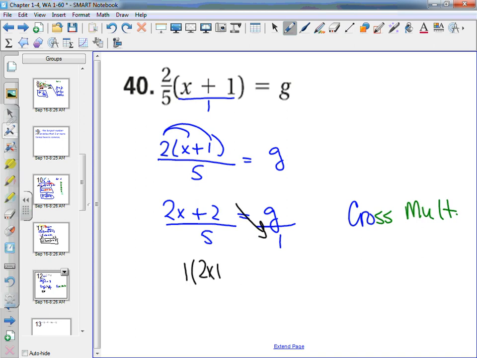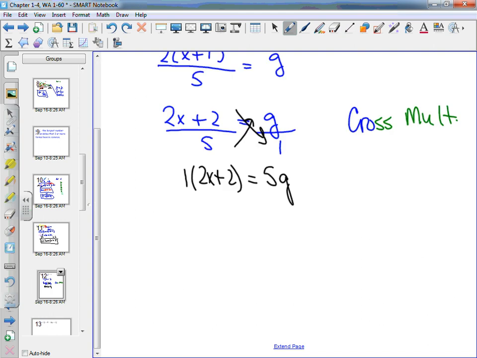1 times 2x plus 2, 5 times g. Do I need to distribute the 1? No. I don't even need the 1 there. I'm simply showing you that step so that I don't lose anybody. So this gives me 2x plus 2 is equal to 5g.